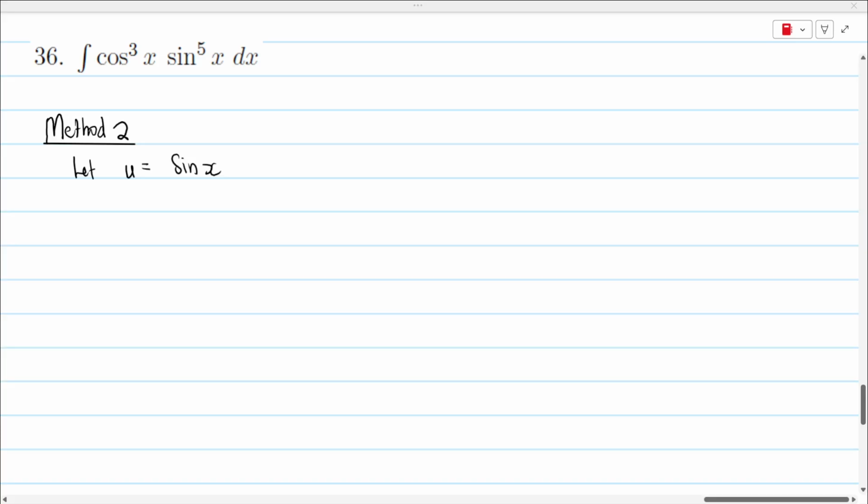Next I will find the derivative of u, which is du with respect to x. I know that the derivative of sine x is equal to cos x, according to the rules of calculus for trig functions that we've already identified for differentiation and integration. After this, I want to separate my du from my dx, so I will cross multiply. This then becomes du equals cos x dx. Here I've separated du and the x values on one side.